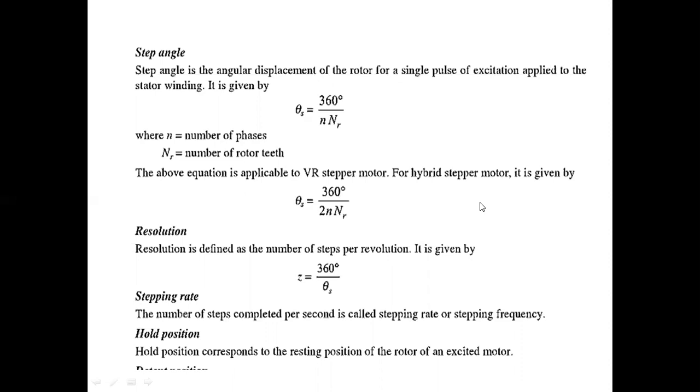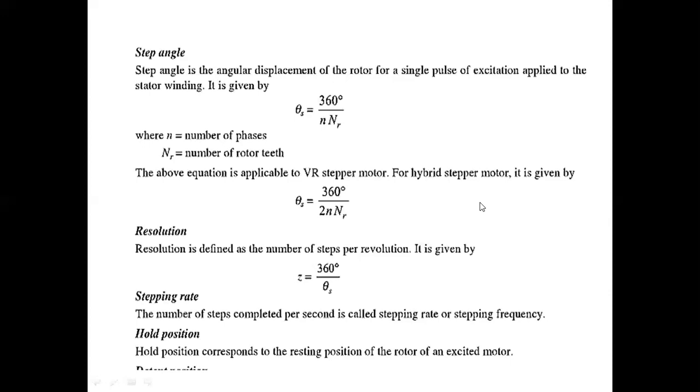That is nothing but the rotor can change the rotation from one axis to another axis. With respect to the stator axis and the rotor axis, is there any displacement? That is nothing but the step angle. The step angle is the angular displacement of the rotor when the excitation is applied to the stator winding, and it is given by the formula theta s, that is the step angle. Theta s is equal to 360 degrees by n into n suffix r.